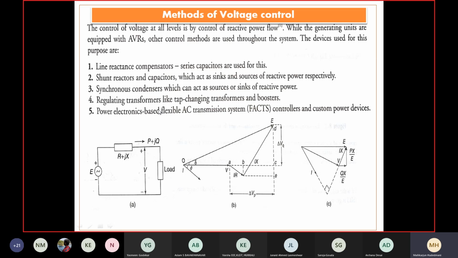So we are getting the terminal voltage at the secondary from the primary by having shifted it up by a proper tap ratio, or by adding or removing voltage through the booster concept. So this transformer makes use of the receiving-side voltage as comfortable to the requirement. The last mechanism would be power electronic based flexible AC transmission system, FACTS, controllers and custom power devices.